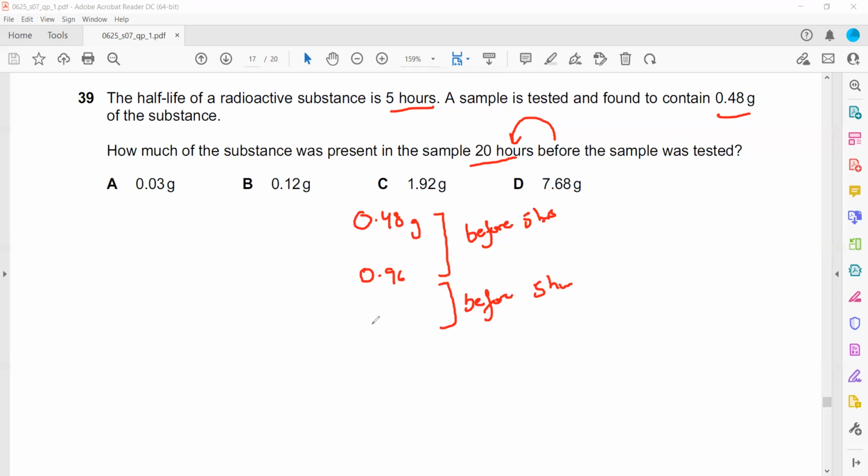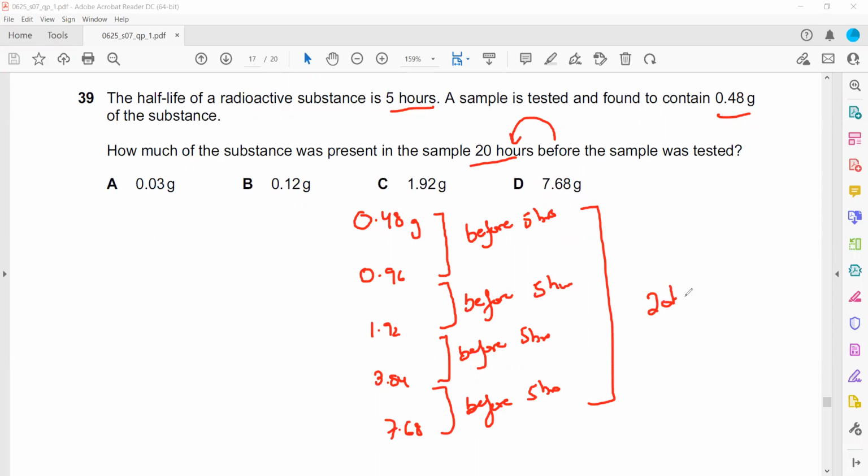This is 1.92. Then before a further 5 hours, it will be double of this: 1.92 times 2, that is 3.84. And before another 5 hours, it will be double of this, 7.68. So the total duration is 20 hours. So before 20 hours, it was 7.68. So D is the right answer.